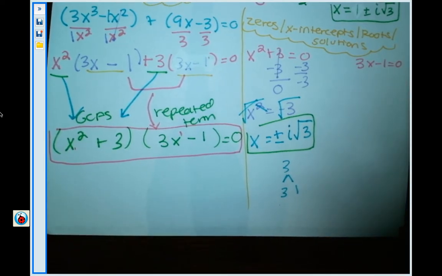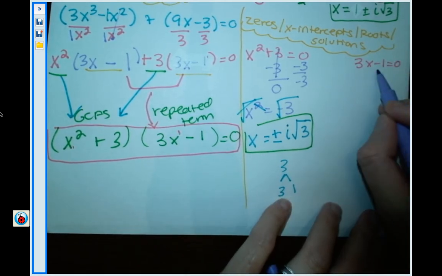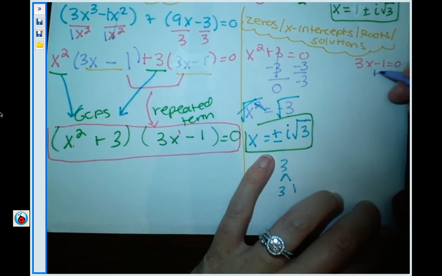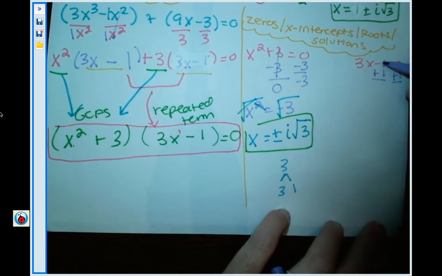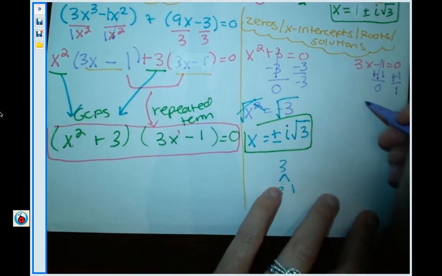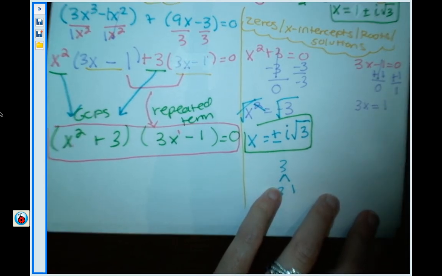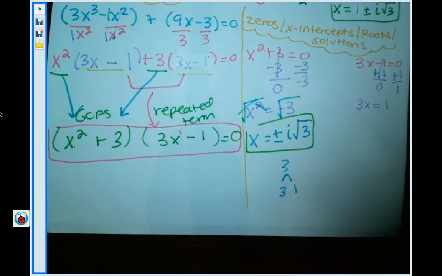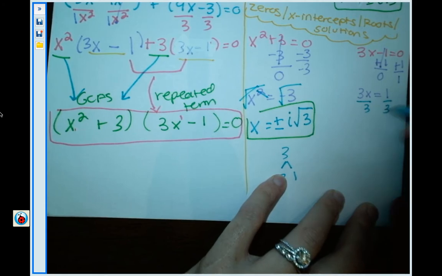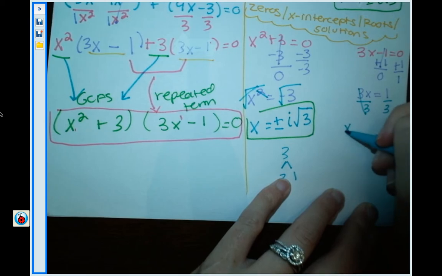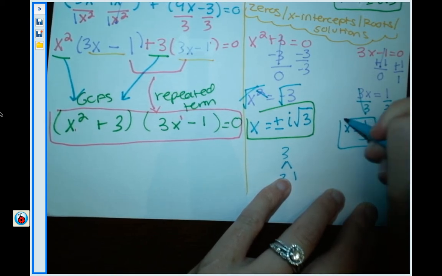Alright guys, let's solve this one, then we'll be donezo with this problem. So, I'm going to bring my negative 1 to the other side, which the opposite of negative 1 is positive 1. So I'm going to add 1 on both sides. Negative 1 plus 1 cancels out and turns to 0. 0 plus 1 is 1. So I'm left with 3x equals 1. Alright, to move 3 to the other side, I'm going to divide both sides by 3. 3 divided by 3 cancels out and turns to 1, so I'm left with x equals 1/3. So these are my zeros.